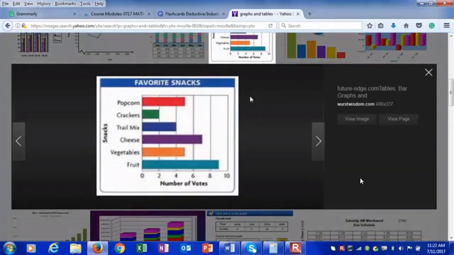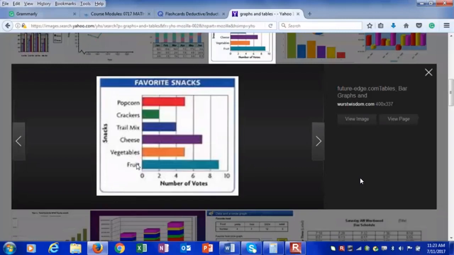Let's talk about another bar chart of snacks. Okay, so we're looking at snacks, and we're saying popcorn, crackers, trail mix, cheese, vegetables, and fruit. You have children who want wonderful snacks. So, of course, they have a chance to pick what snacks they want. So, if you were to pick the top 3 snacks from this graph, what would you pick? Take a moment to look at the chart.